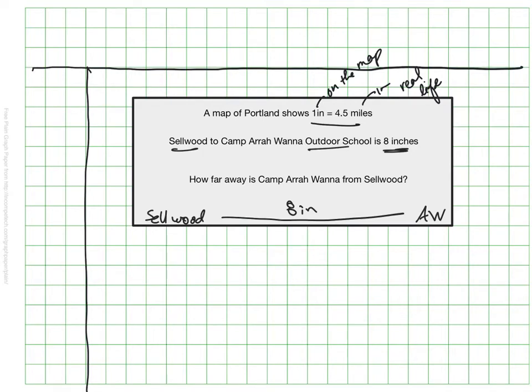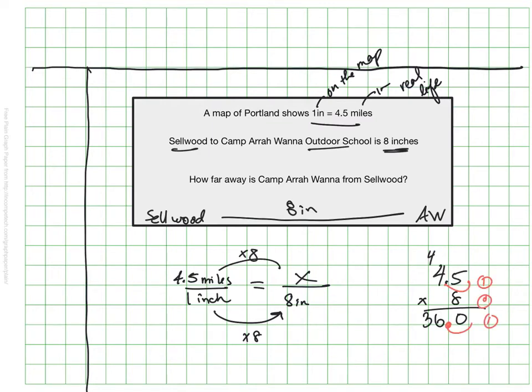Right, so in my little sketch here, I have my school and I have our campsite and it's 8 inches apart. And I'm going to use proportions to figure out the distance. So I know that 4.5 miles is 1 inch, and I know already that the distance on the map between our two places is 8 inches, and so I'm trying to figure out what this would be. And of course, this one's pretty quick to scale. I can say that means times 8, so I have to multiply 4.5 times 8. And I just did my calculations over here on the side, but I can see my answer is 36, which means that Arowana is about 36 miles away from Selwood.